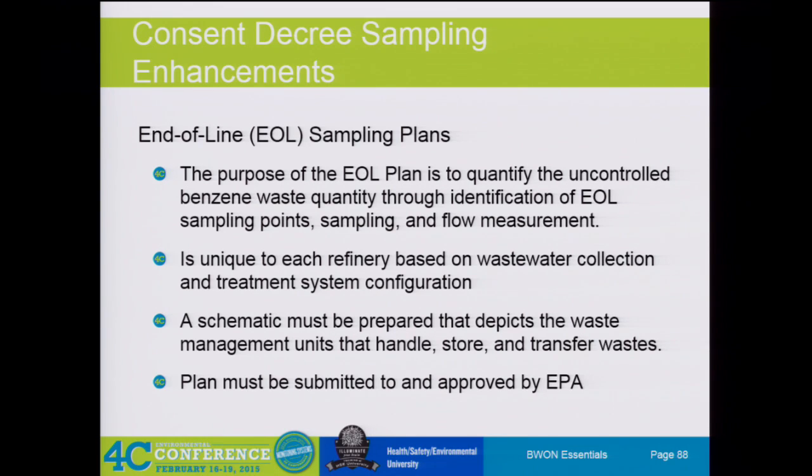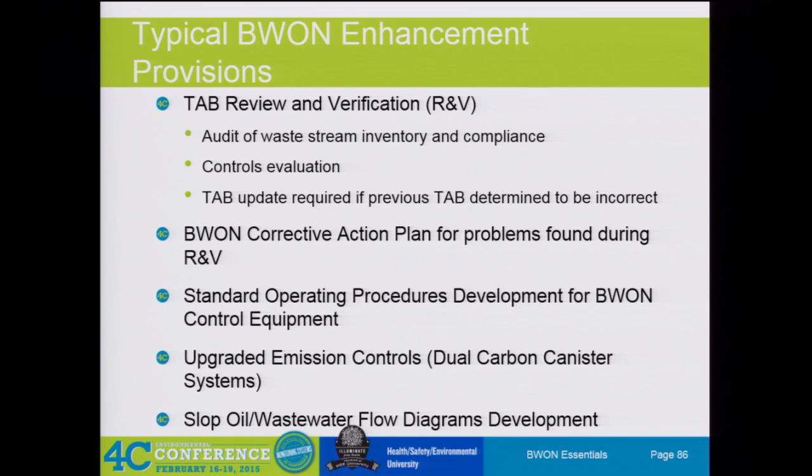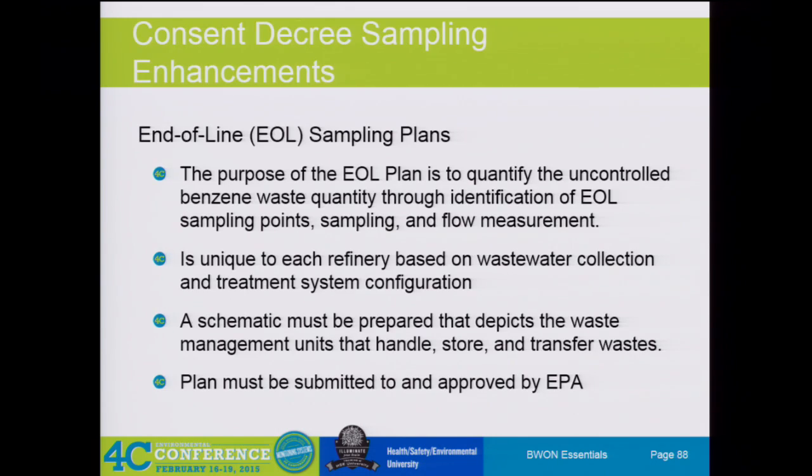The purpose of the EOL plan is to quantify the uncontrolled benzene quantity through identification of EOL sampling points, sampling, and then flow measurement. It is unique to each refinery based on wastewater collection and your treatment system. A schematic must be prepared that depicts the waste. Most of the time you do one drawing for both. And then a plan must be submitted to and approved by EPA.